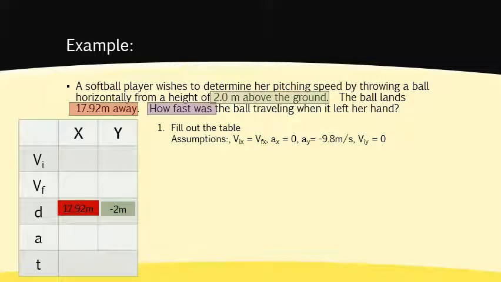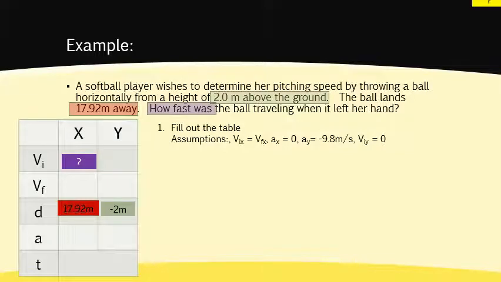How fast was the ball traveling when it left her hand? The fact that it's asking how fast means it's asking for velocity, and it's asking for horizontal velocity because it says that she threw the ball horizontally.